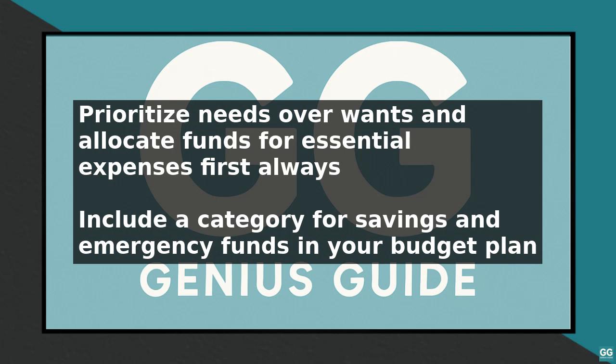When creating your budget, it is essential to prioritize your needs over your wants. Make sure to allocate enough funds for essential expenses before allocating funds for discretionary spending. It is also crucial to include a category for savings and emergency funds in your budget. Aim to save at least 10 to 20% of your income for long-term goals and unexpected expenses.